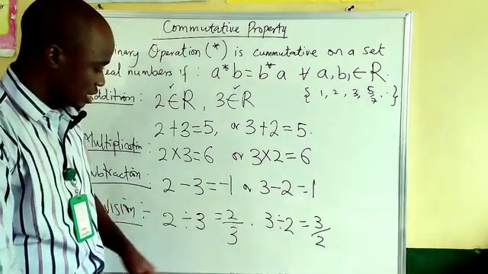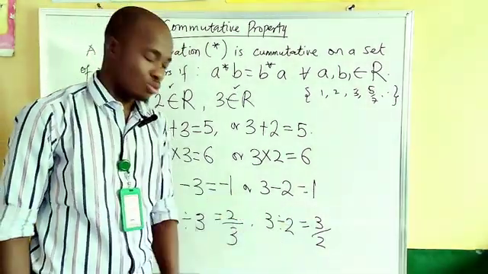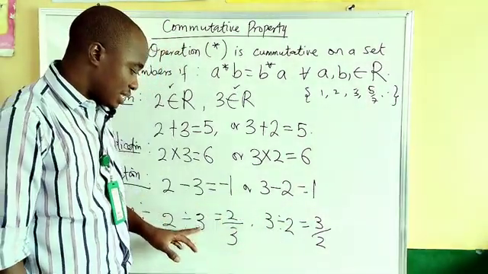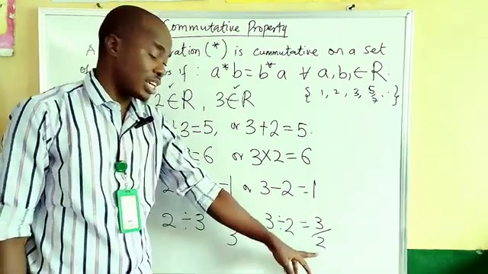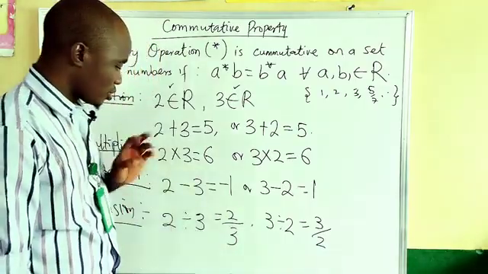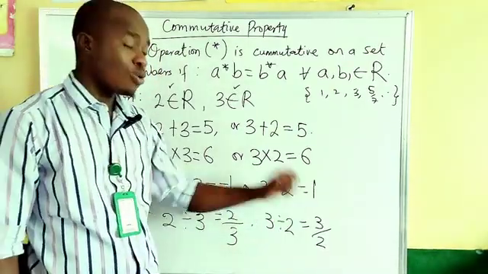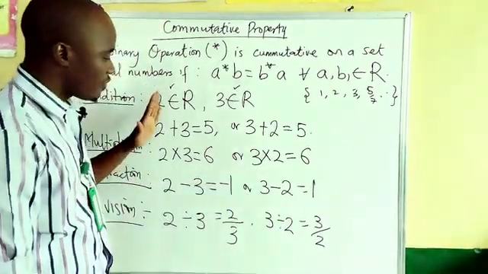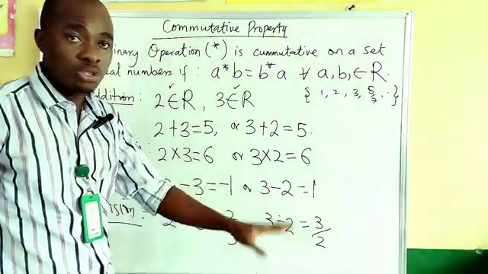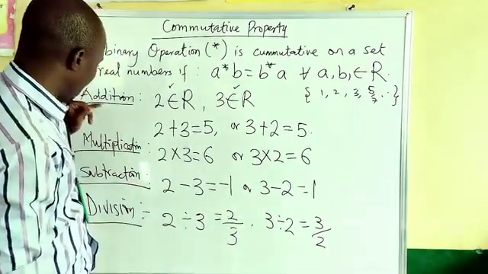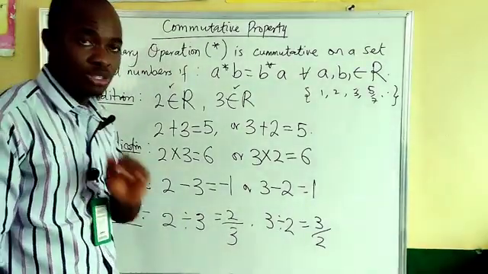Now when you look at this, this is 2 over 3 and this is 3 over 2. So with the look of things, you can see that this can never be equal to this, because 2 over 3 is not equal to 3 over 2, and also minus 1 is not equal to 1. So therefore we can conclude that division and subtraction are not commutative, while addition and multiplication are commutative.